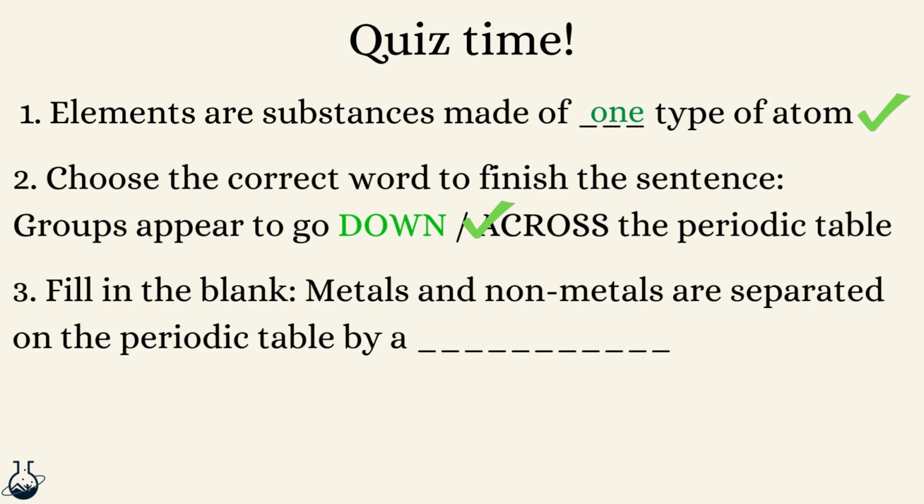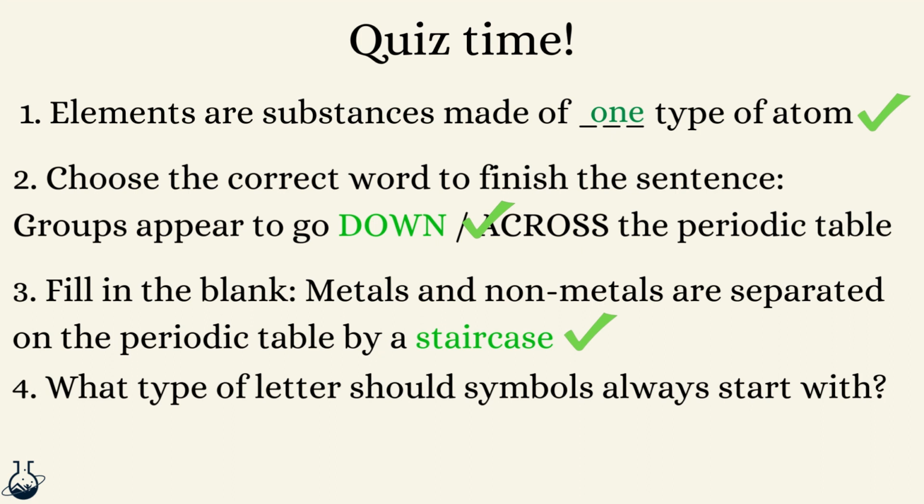Question 3. Fill in the blank. Metals and non-metals are separated on the periodic table by a staircase, an imaginary one. Question 4. What type of letter should symbols always start with? You got it, a capital letter. This is important.